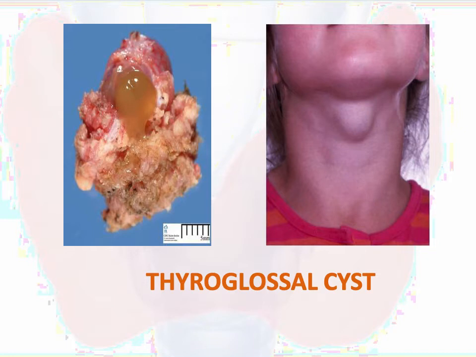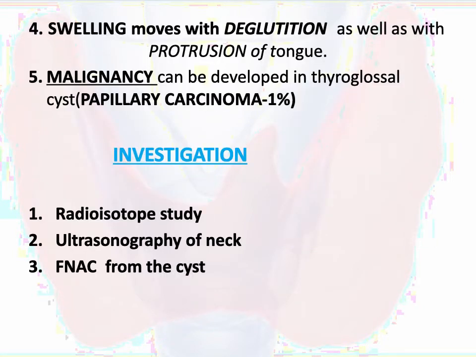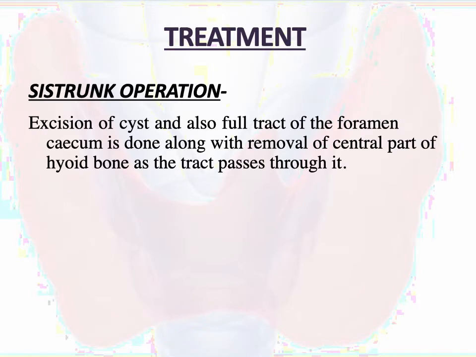Right? Just see the cyst. Swelling moves with deglutition as well as with protrusion of the tongue. Malignancy chances are very rare. Papillary carcinoma, if it develops, is only 1%. Investigations are the same which we have gone through: FNAC, ultrasonography, or radioisotope scanning, standard for the thyroid. Treatment, cyst tongue operation.